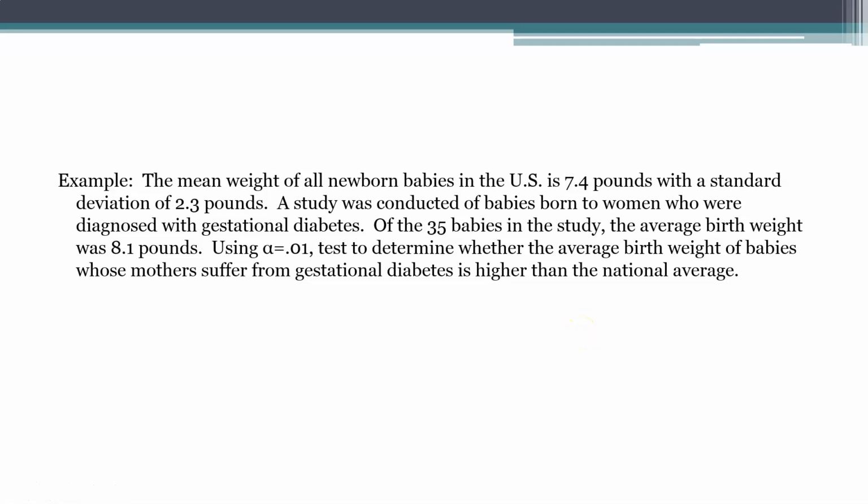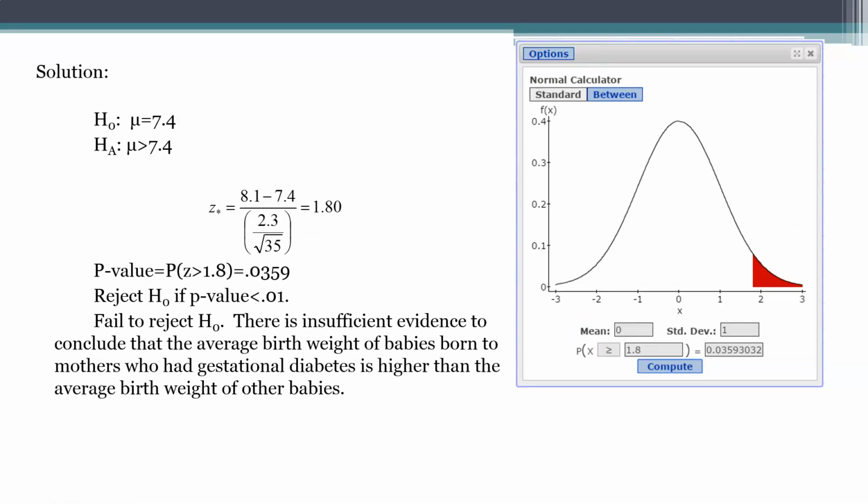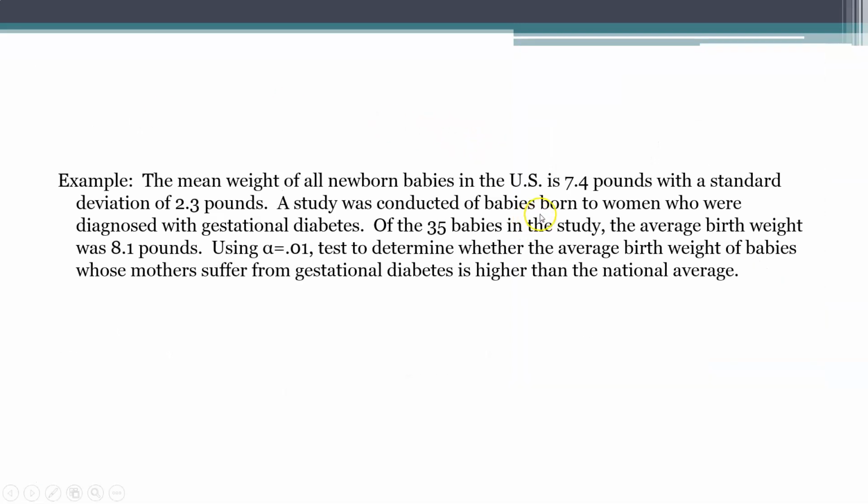So step one is going to be, we're going to set up our hypotheses. So our hypotheses are mu equals 7.4, the national average, versus mu greater than 7.4. And the way we know that this is the hypothesized value is they're saying, test whether the mean is greater than 7.4 pounds, the national average.